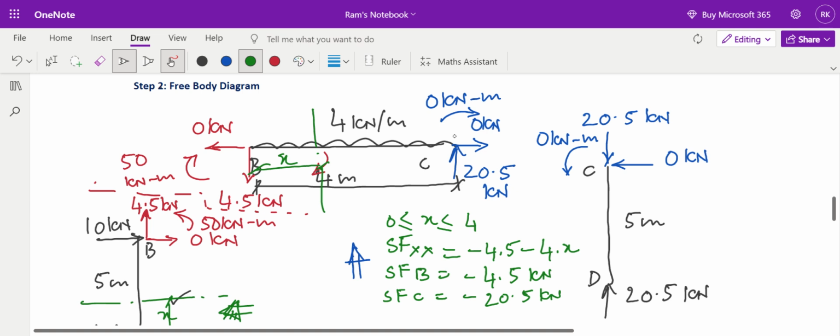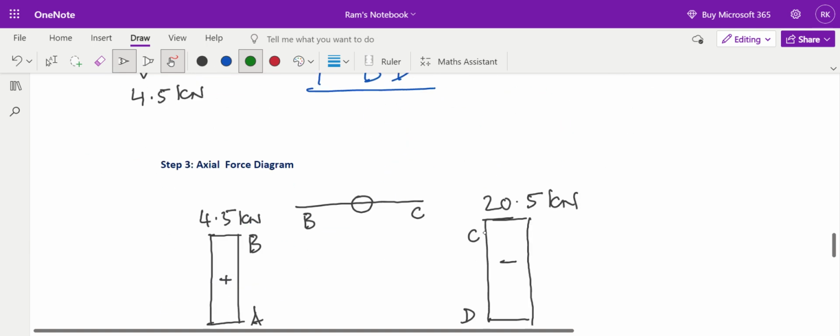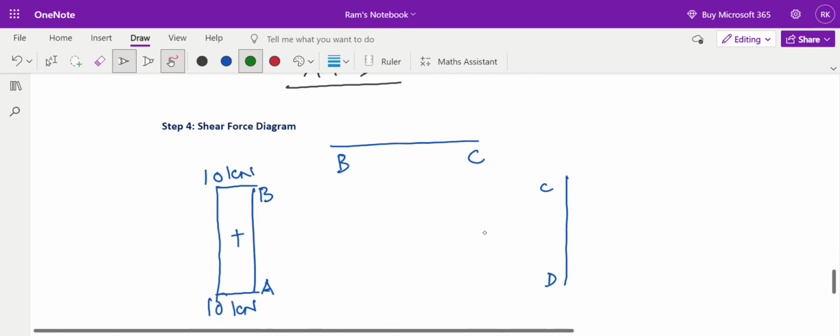Look at this. Right of section upwards, left of section downwards, both are negative. So we are getting the values both negative, minus 4.5 and minus 20.5. So this is minus 4.5 kilonewton. I am indicating like this, and minus 20.5 I am indicating like this.